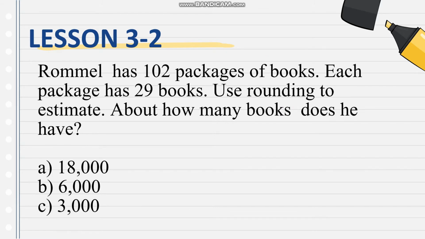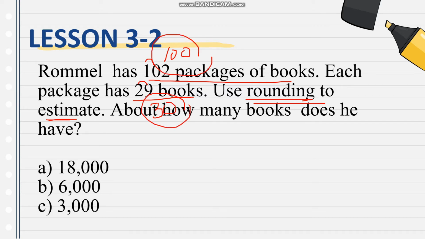Next, Romel has 102 packages of books. Each package has 29 books. Use rounding to estimate about how many books he has. So I'm going to round to the highest place value. 1 is followed by 0. So 102 is nearest to 100. And 2 is followed by 9. So I need to add 1 to 2. So 2 becomes 3 and the rest of the digits become 0. So 29 is nearest to 30. Then multiply 30 multiplied by 100. So the answer is 3,000.